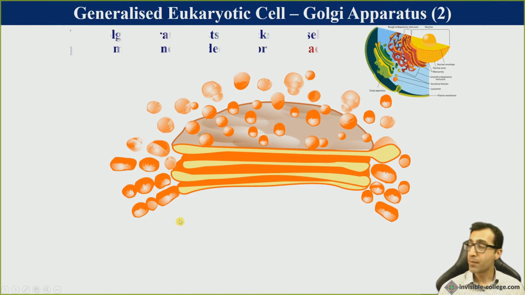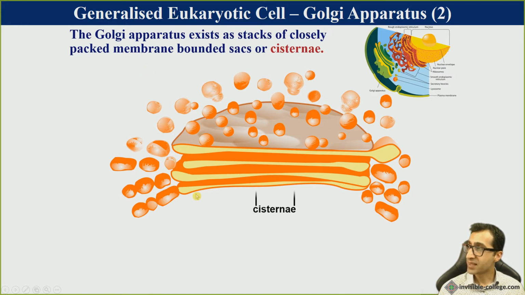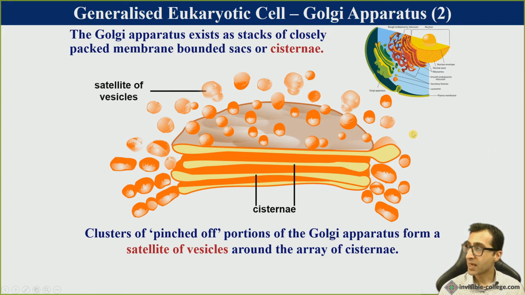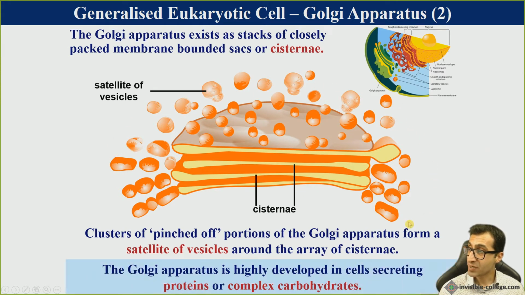So here is another diagram of the Golgi apparatus, and here we can see the membrane-bound cisternae stacked on top of each other. And typically you will find lots and lots of these secretory vesicles floating around in close proximity to the Golgi apparatus. So we can see here that we have these satellites of vesicles surrounding this. Now, typically in multicellular organisms where you have cells within tissues which are responsible for the secretion of substances, such as, for example, the cells found in the walls of the digestive system, you will find cells which have very highly developed Golgi apparatus.